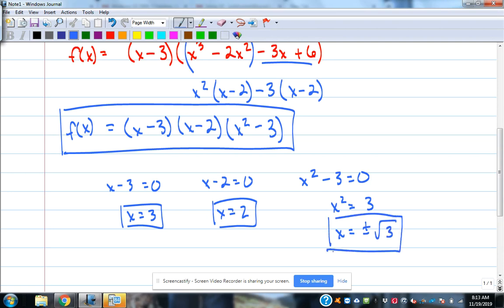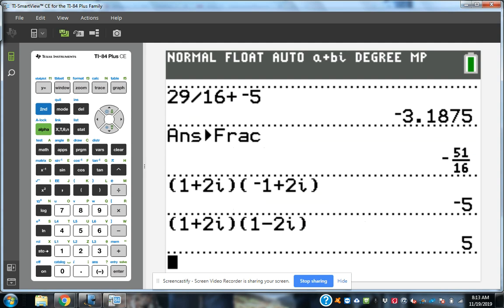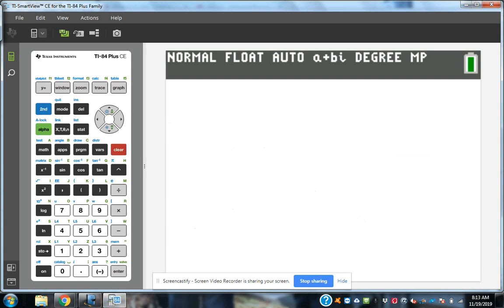Because how many solutions should we have for the zeros? 4, because the original degree of the polynomial was 4. Now, let's look at the graph of the original polynomial and see what's happening. So we're kind of trying to relate this all together. Everything we've done in this unit comes together in this section, or this particular lesson.